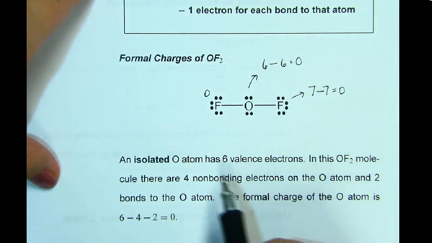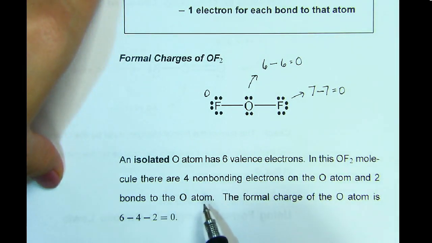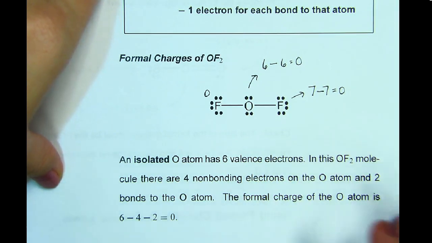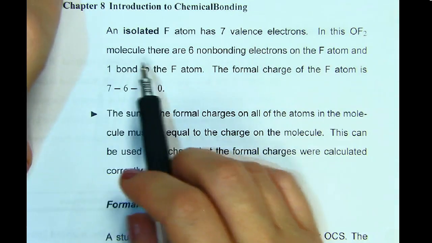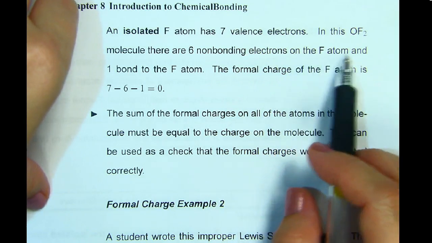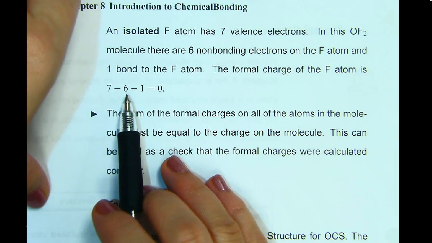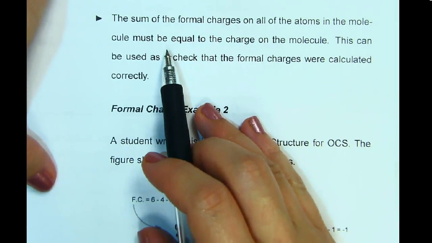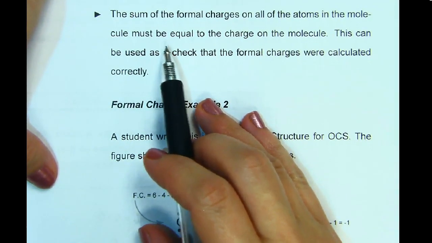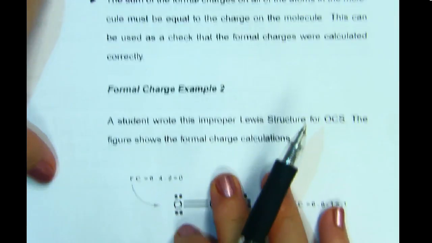In this OF2 molecule, there are 4 non-bonding electrons on the oxygen atom and 2 bonds on the oxygen atom. The formal charge of oxygen is going to be 6 minus 4 minus 2 is equal to 0. An isolated fluorine atom has 7 valence electrons. In this OF2 molecule, there are 6 non-bonding electrons on the fluorine and 1 bond. The formal charge for fluorine is 7 minus 6 minus 1 equals 0. The sum of the formal charges on all atoms in the molecule must be equal to the charge on the molecule. This can be used as a check that the formal charges were calculated correctly.